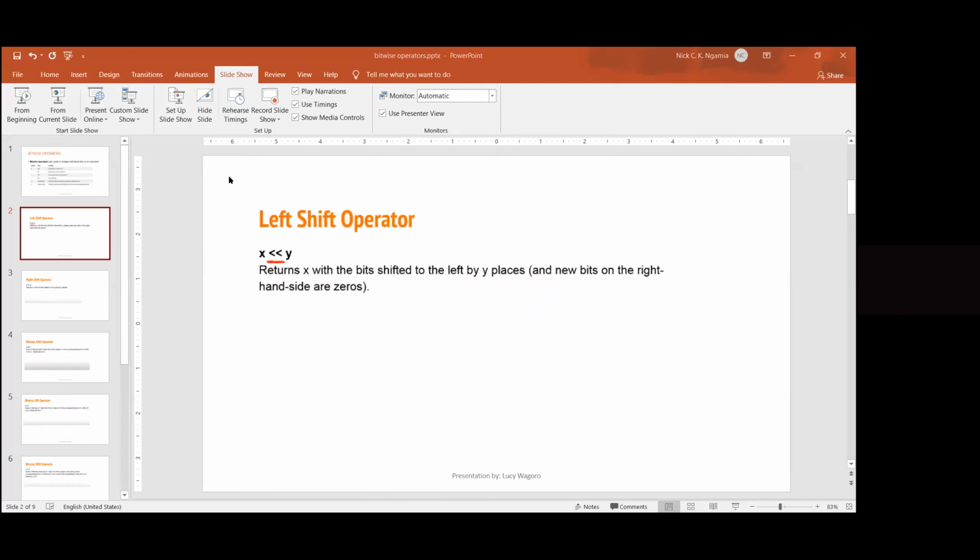So I had a 3 and then I'm left shifting twice. So I get a 12, and that is exactly what you saw. I have a 3, I'm left shifting twice. So I push the 3 and then I add the 2 zeros and I get a 12.